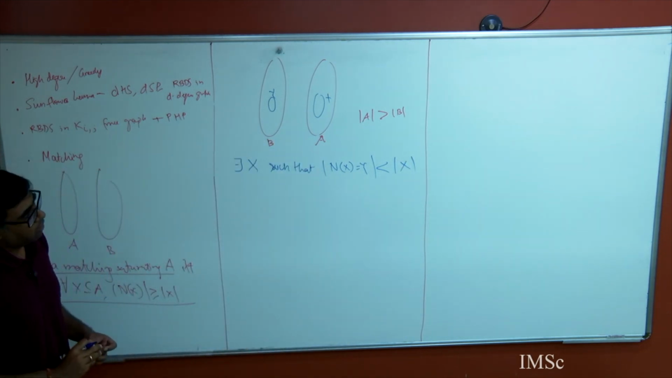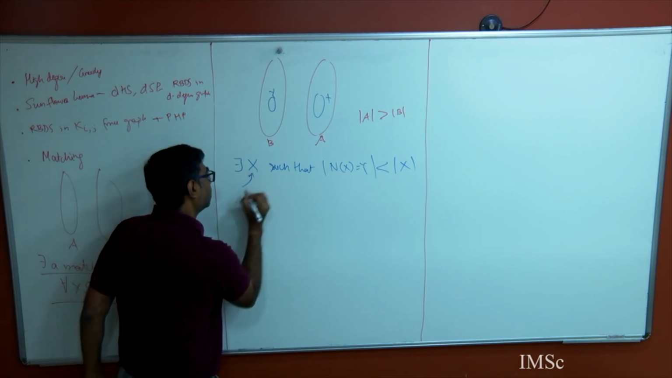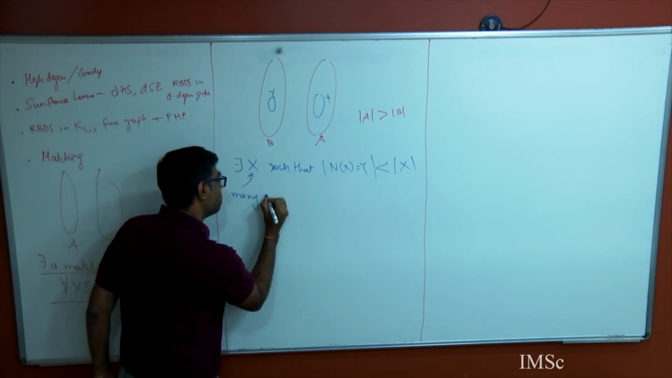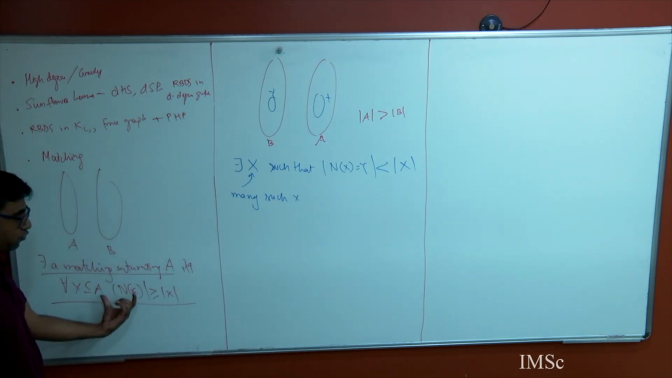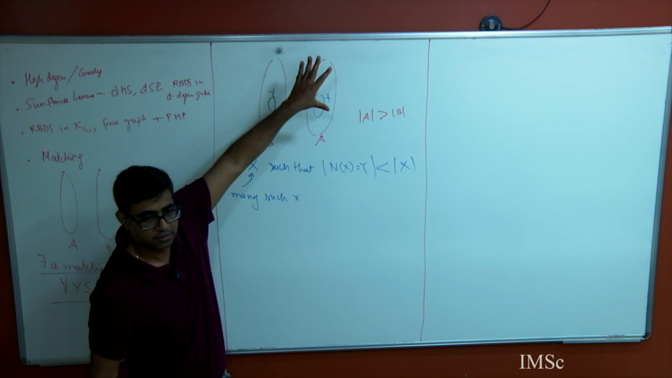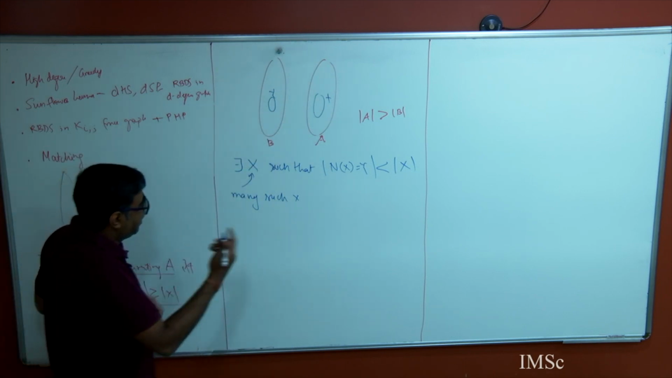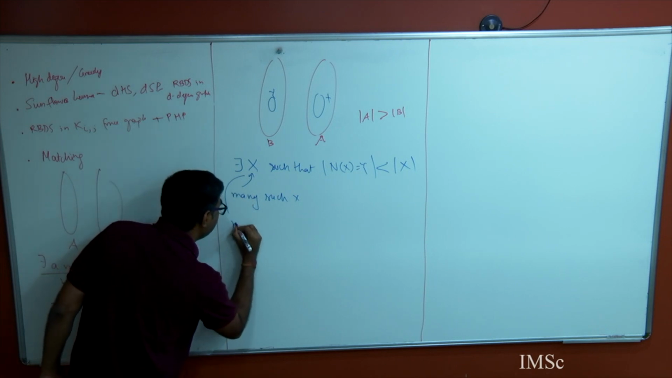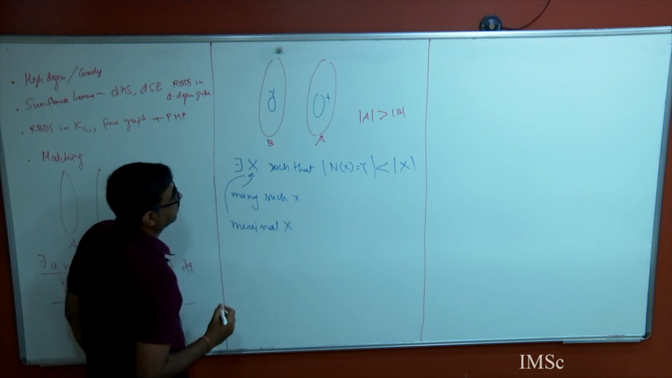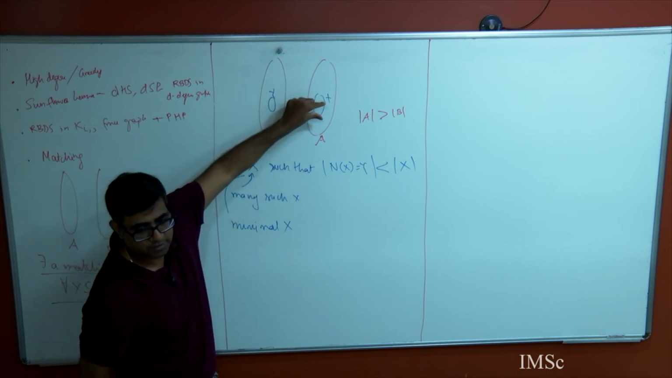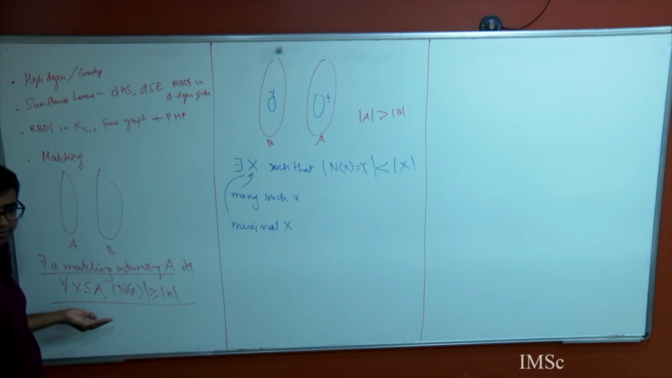Now there could be many such X's. I mean, this condition could fail for many subsets of X. I am not interested in any, but I would rather say a minimal X. It means if I look at any subset of this, then Hall's theorem is satisfied.